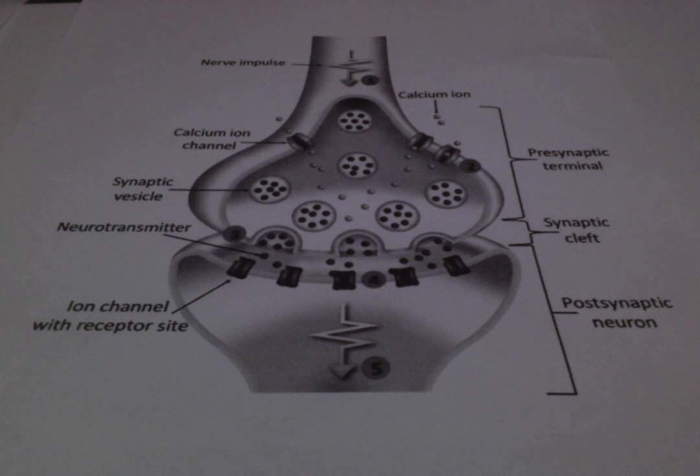The absolute refractory period then occurs, where another action potential cannot be produced. The relative refractory period then occurs, where the neuron membrane is hyperpolarized. During this time, it is difficult to have an action potential, but not impossible.